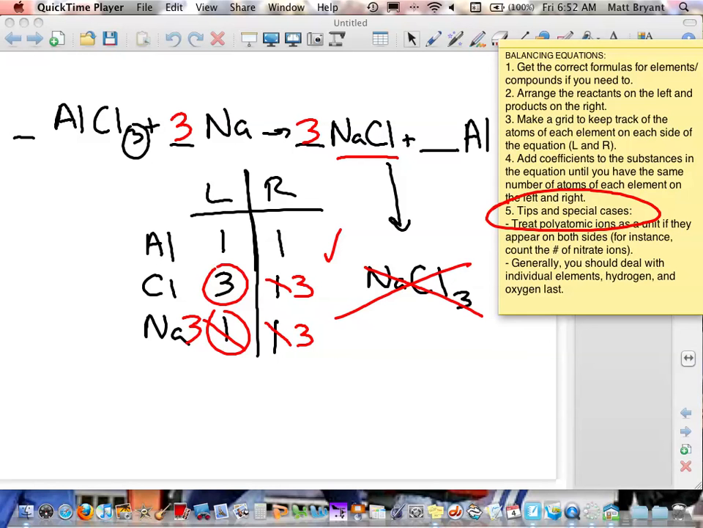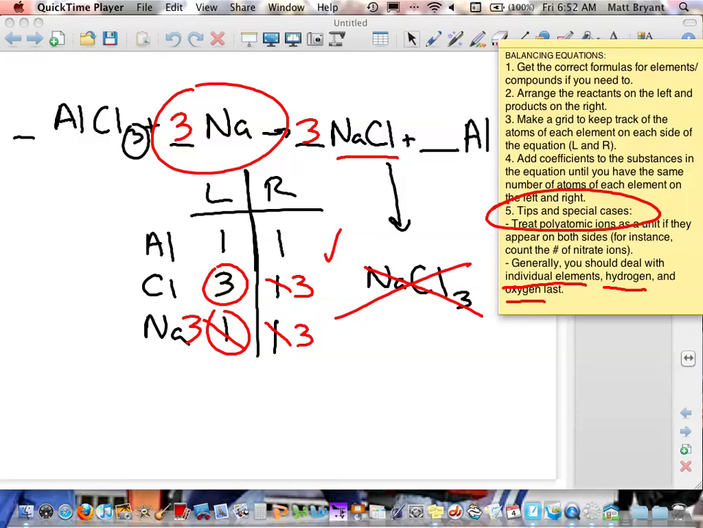Now, generally, and we actually did this here, you should deal with 3 things last. So deal with everything else first. The 3 things you should always deal with last are individual elements, like sodium, that we did here, hydrogen, and oxygen. Now, the reason we deal with individual elements last is because they're the easiest to fix, because when you do add a coefficient, you don't change anything else. Here, in the case of sodium, we just change sodium. So, that's pretty easy.